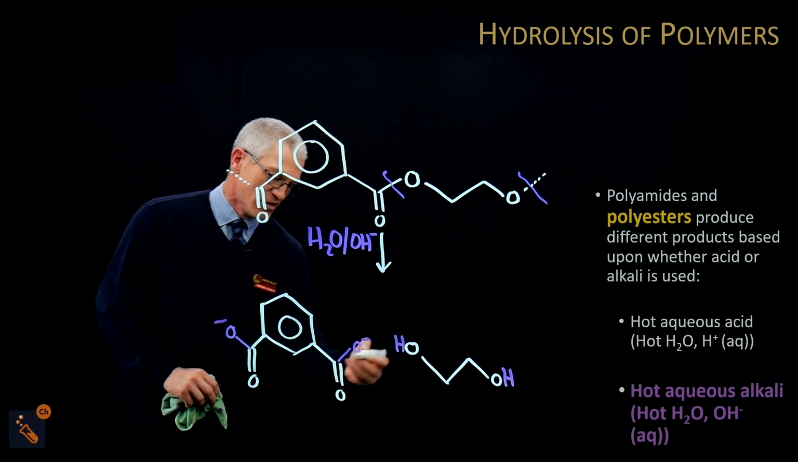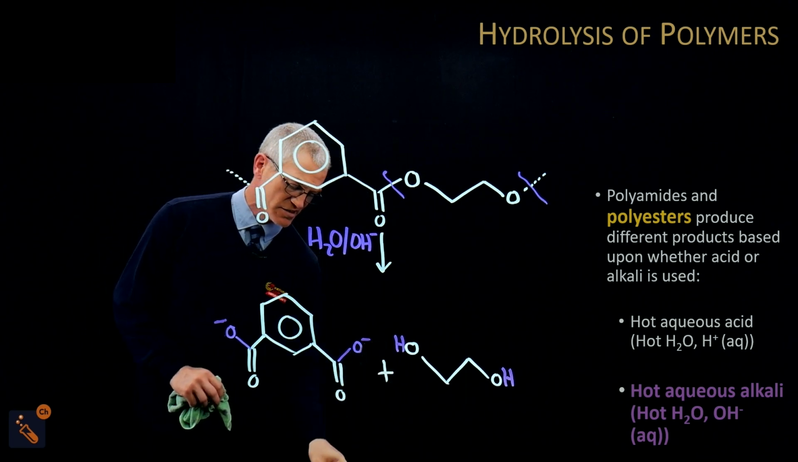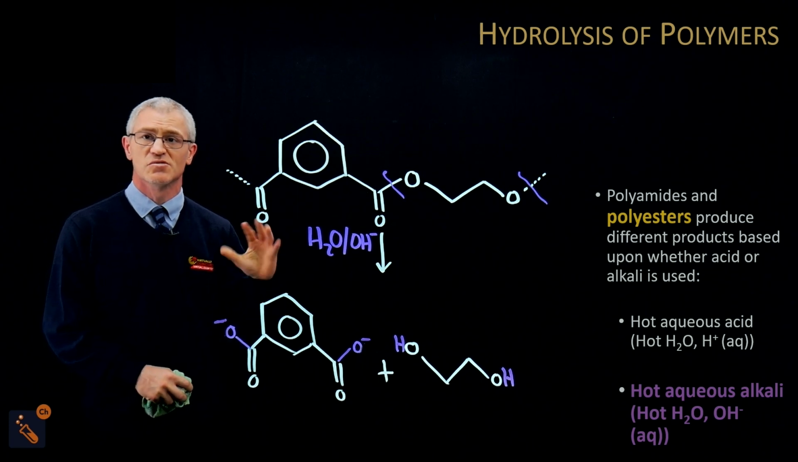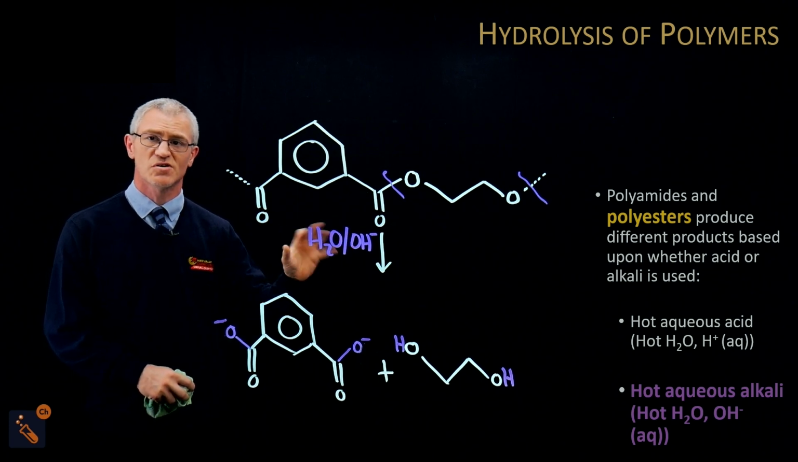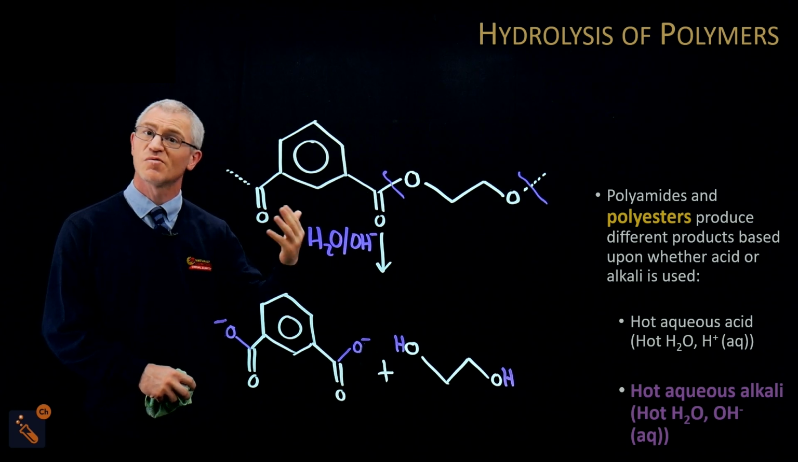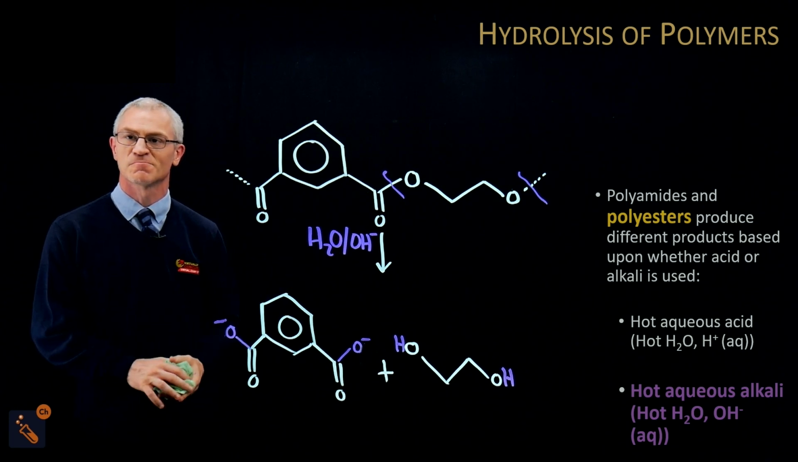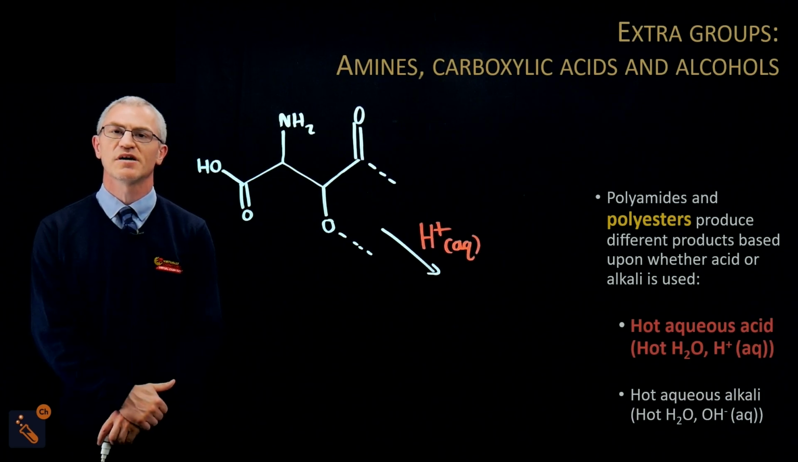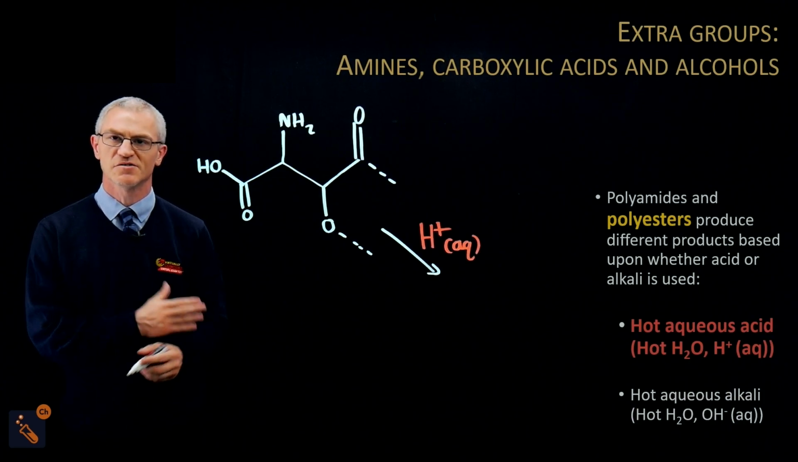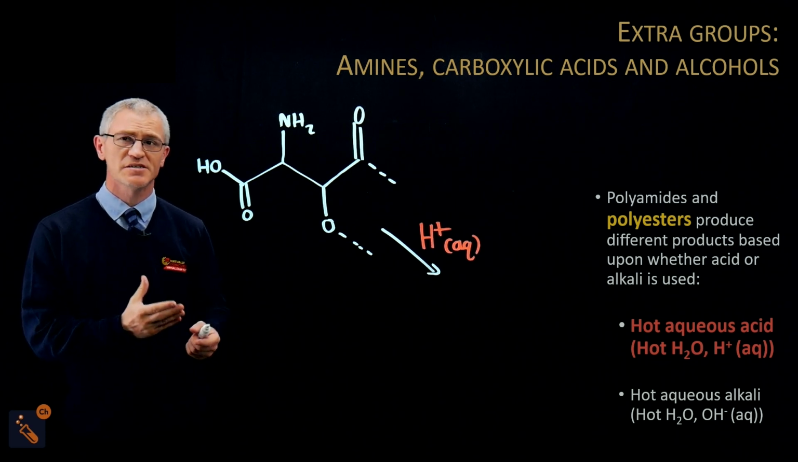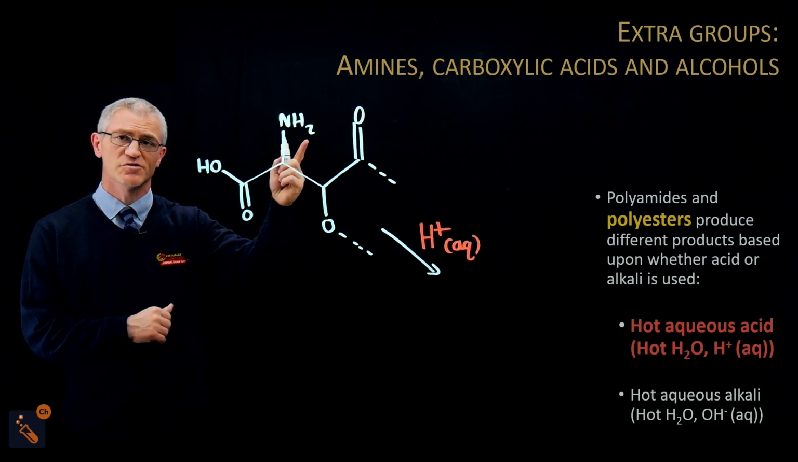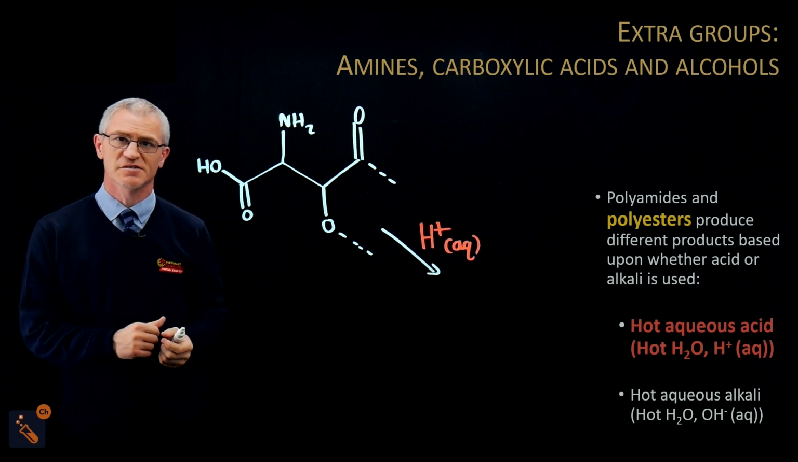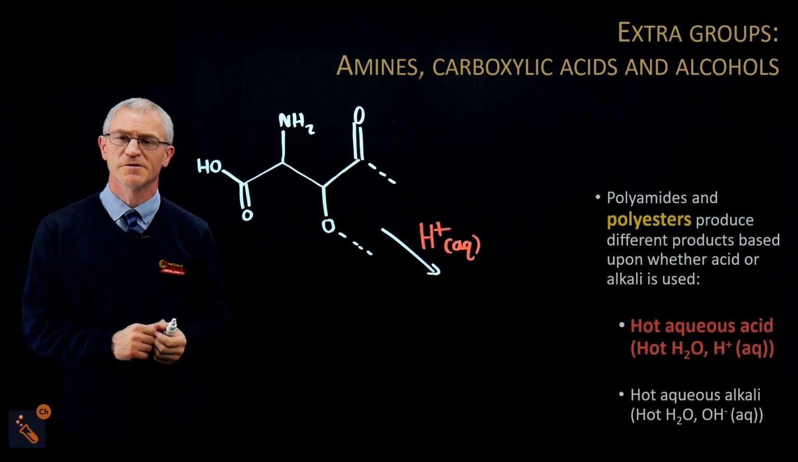Now, that is how you take polyesters and hydrolyze them with hot aqueous alkali, okay, and we've also done polyamides and how you do those with hot aqueous alkali. So now we know how to do hydrolysis and the way to do it. We're going to complicate it a little bit by putting extra groups in to see what happens. So things like amines, carboxylic acids, and alcohols, okay?